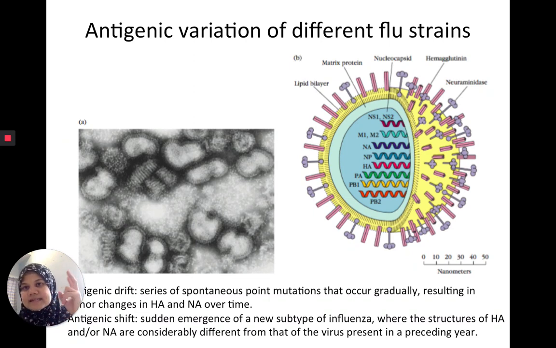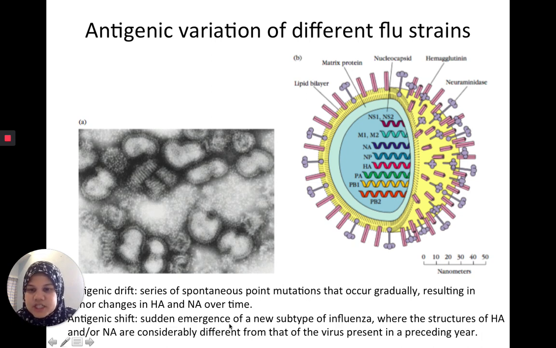So there are two main mechanisms that produce this antigenic variation. The first is the antigenic drift, and the second is the antigenic shift. So with the drift, it's basically a series of spontaneous point mutations that occur over time. So it's actually minor changes in the antigens. The key antigens for the flu are the hemagglutinin and neuraminidase. So these you can see here, hemagglutinin and neuraminidase. They'll change their structure very subtly over time, but it's still changing.